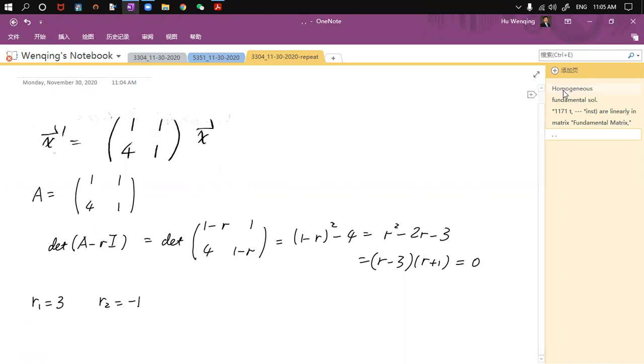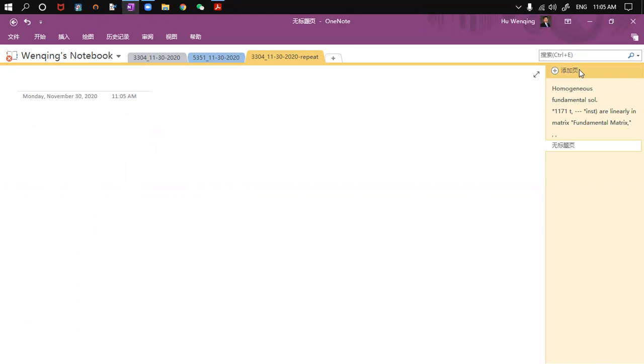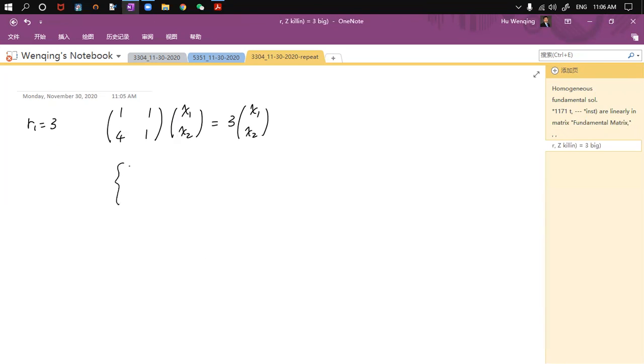So that means you want to set r1 is equal to 3, and then you want to calculate the eigenvectors. So that means you want to set the matrix [1, 1; 4, 1] multiplied by x1, x2 is equal to 3 times x1 and x2. Is that good, family? Once you have this, it means that x1 plus x2 is equal to 3 times x1, and 4 times x1 plus x2 is equal to 3 times x2.